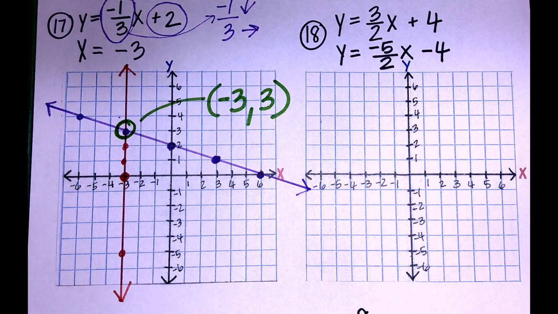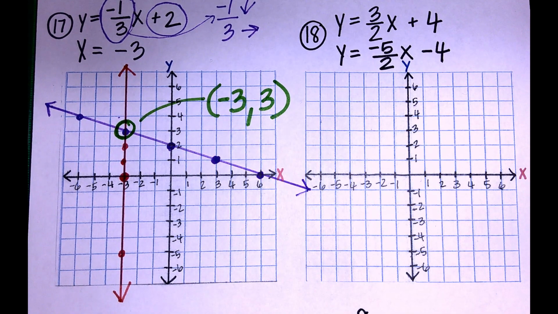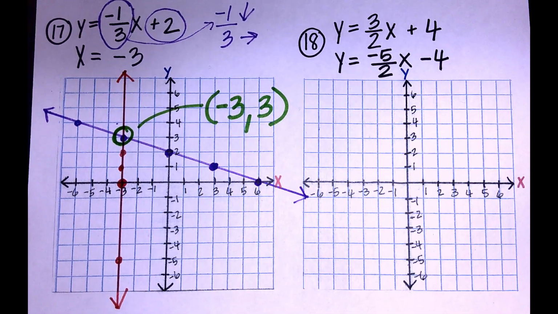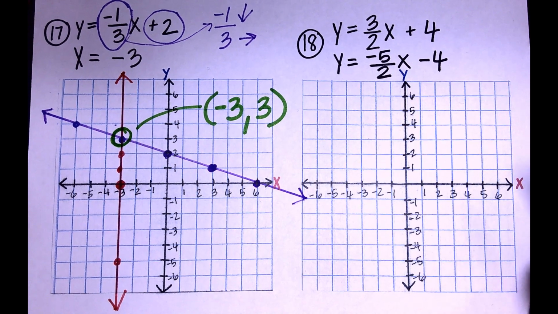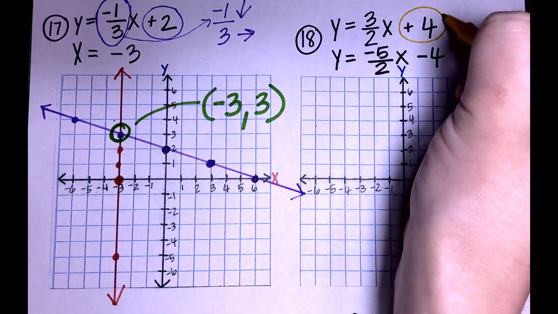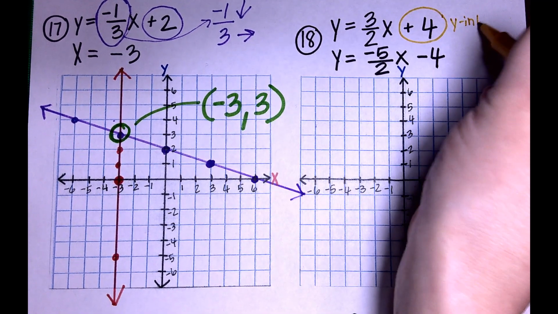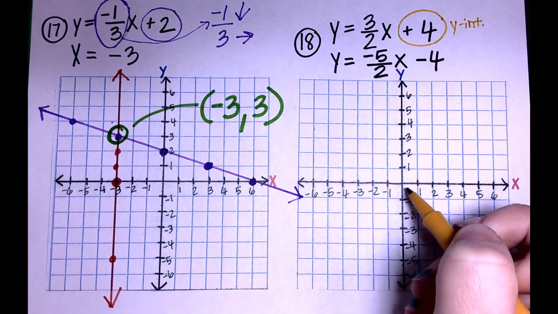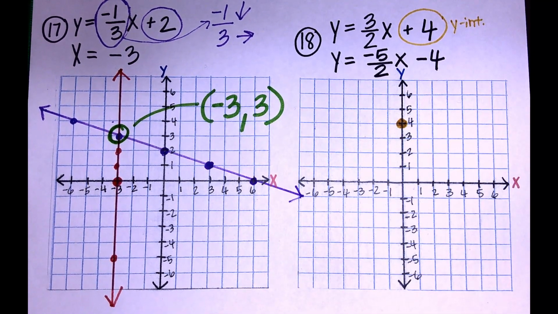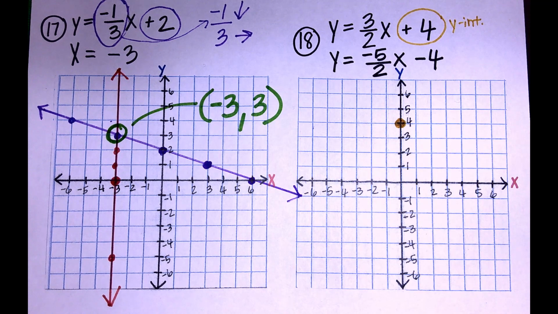Okay, let's look at number 18. My two equations. Let's start with the top one. Y equals 3 over 2x plus 4. Where do I start? Plus 4. That's my y-intercept. So it goes on the y-axis. Up 4. Okay, and now where do I go from there?